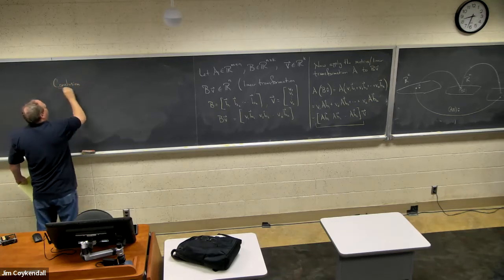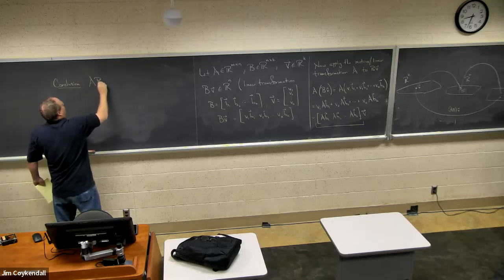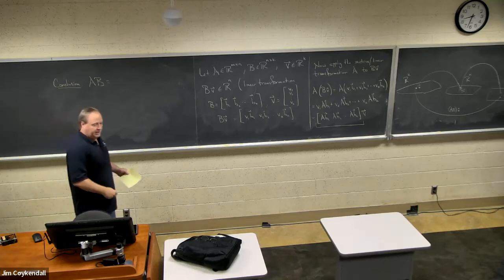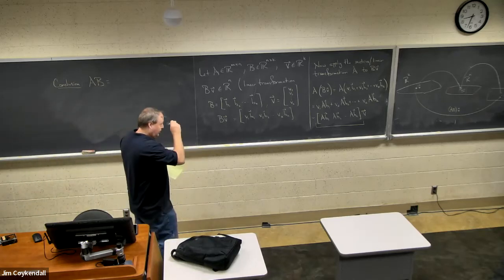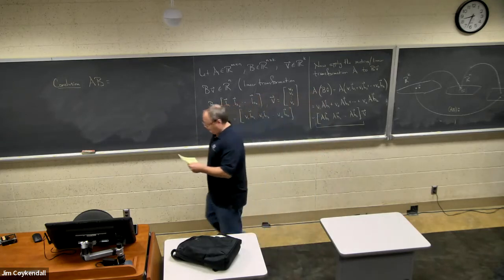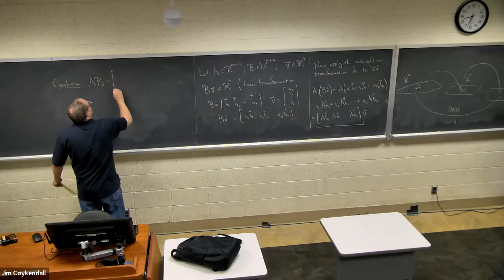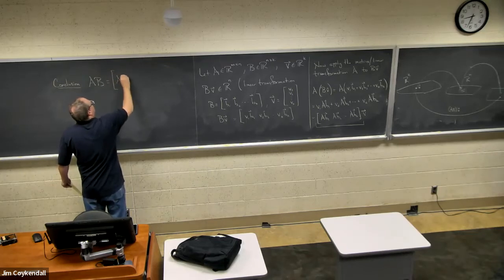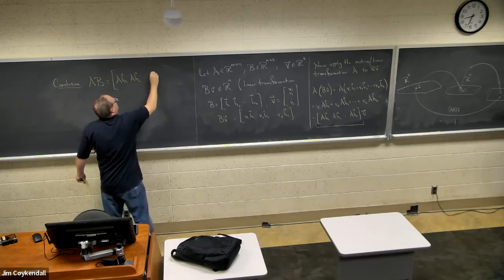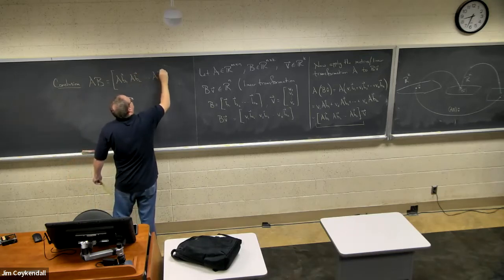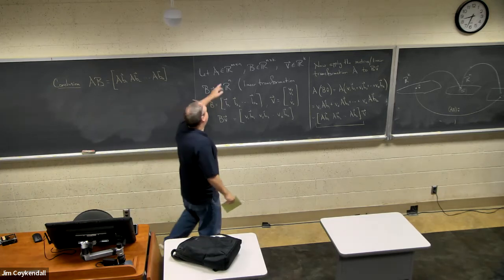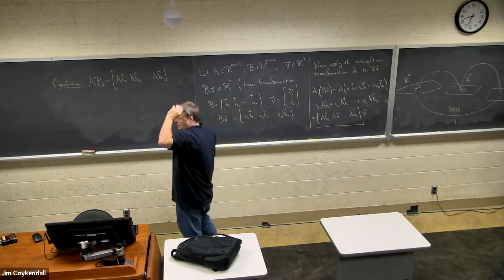The matrix for AB, the matrix that you get for AB, should be just this matrix made up of these columns. So it should be A(B1) vector, A(B2) vector, up to A(Bk). And this is an n by k matrix.